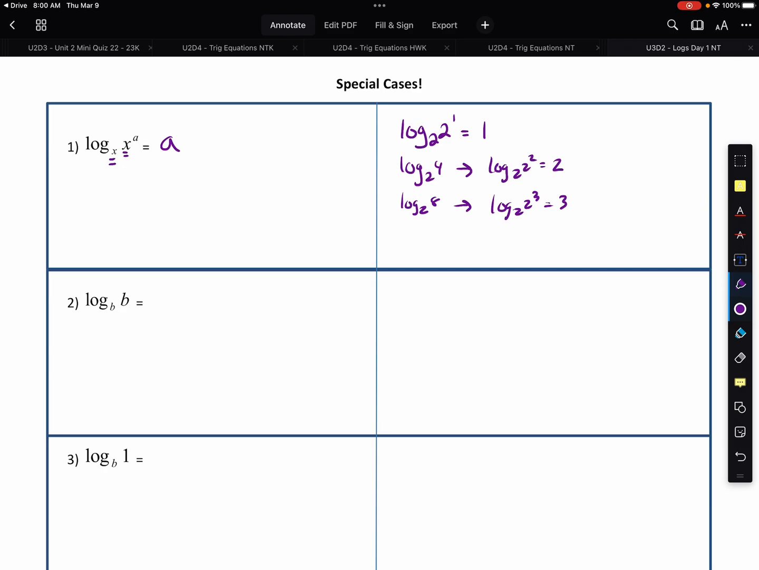Anytime you have the exact same thing, if you have log base 10 of 100, that's log base 10 of 10 squared, it equals 2. Taking the things out of the log will make things easier for us. If they have the same base, there's always going to be a 1. So every time, log base 6 of 6 equals 1. Log base 19 of 19 equals 1. Log base 20 of 20 equals 1.